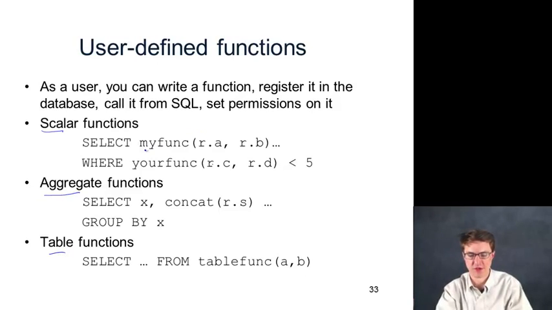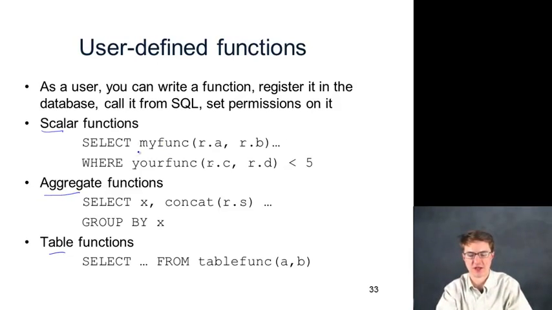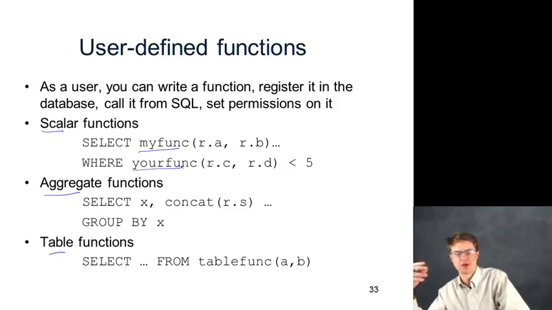So a scalar function will appear pretty much anywhere any expression can appear. So if you can add two attributes together, or you can subtract them, or do any kind of arithmetic, you can apply a function. So this can appear in the select clause, or can appear in the where clause, or can appear in a join condition. It can appear sort of anywhere an attribute can appear.